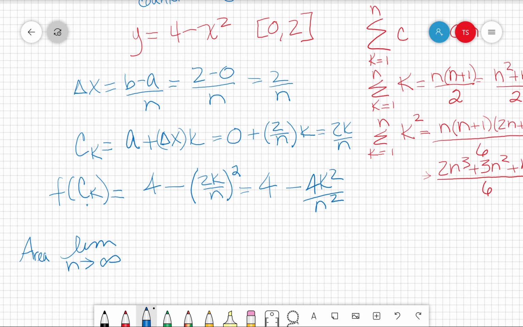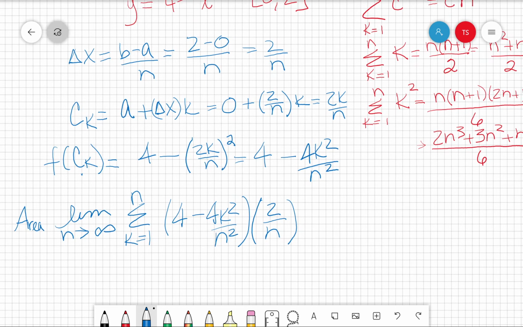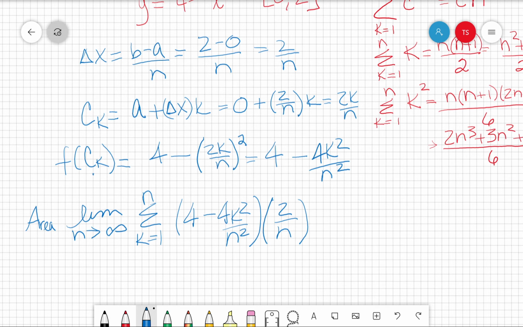And so we have the limit as n goes to infinity of the sum from k equals 1 to n of 4 minus 4k squared over n squared times change in x, so times 2 over n. Before I substitute in those summation formulas, I want to simplify that out. You always want to simplify before you make your next move. Otherwise, these can get really hairy. So this gives me 8 over n minus 8k squared over n cubed.